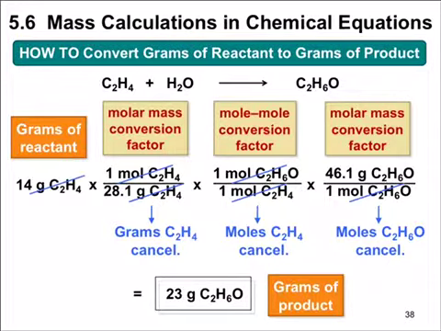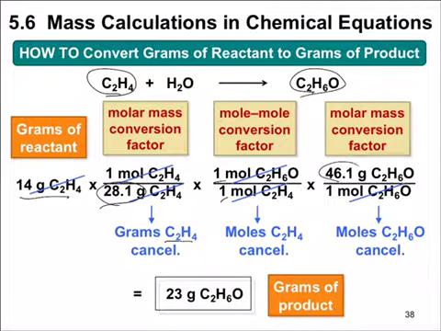So, I'm going to start with what I've got, the 14 grams of ethylene, and turn that into moles by dividing by the molar mass. That means the grams of the ethylene cancels. Then, for every 1 mole of ethylene used, I make 1 mole of ethanol. So my conversion factor is a 1-to-1 conversion factor. Then I convert back to mass using the molar mass of ethanol. And when I do that, I get 23 grams of ethanol as a product.